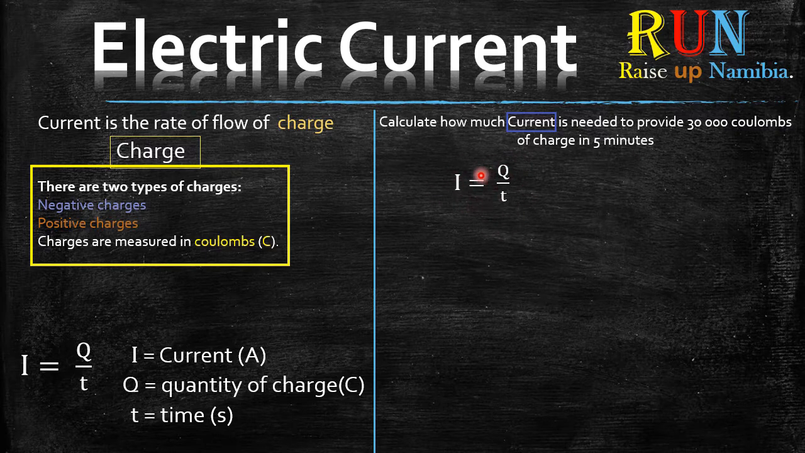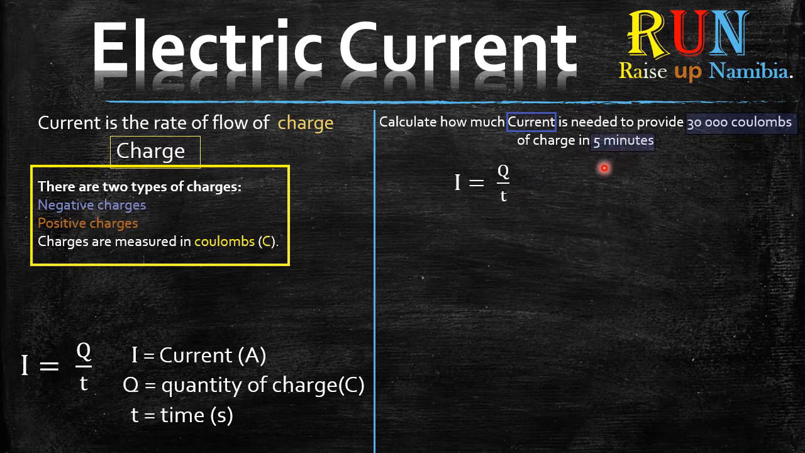In our formula, we know already that current, or I, is the subject of the formula, isn't it? So now we just need to see, do we have the Q and the T? The Q meaning the quantity of charge, and the T being the time. When you reread this, you notice that you are given the quantity of charge, 30,000 coulombs. Remember what I told you, whenever you see coulombs, it means it's a charge, because it's a unit of charge. And then you check, are you given time? Yes, you are given 5 minutes.